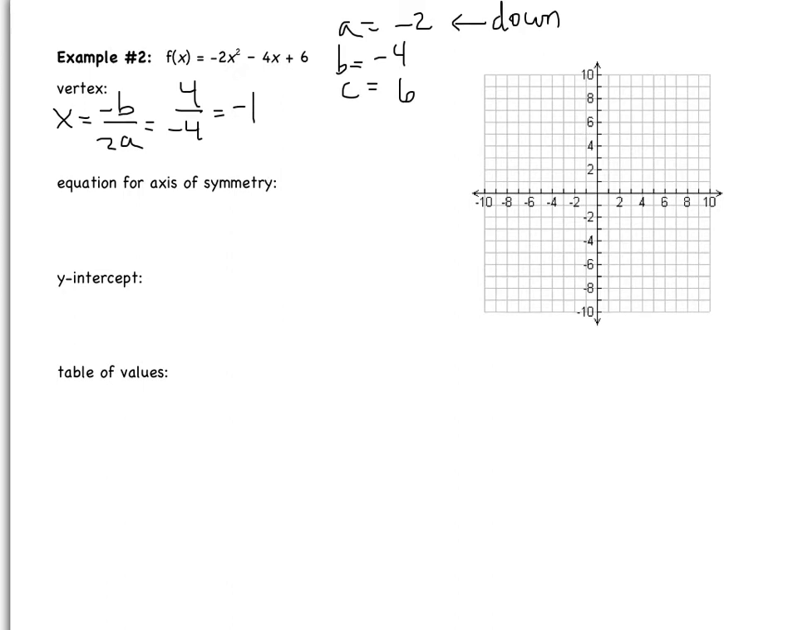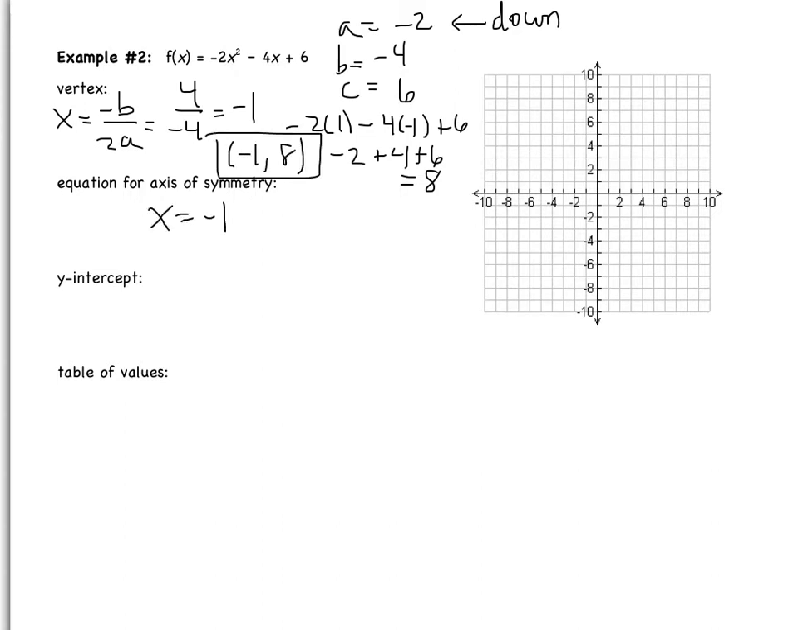Now in order to find y, I need to substitute that back in. So I get negative 2 multiplied by 1, because negative 1 squared is 1, minus 4 multiplied by negative 1, add 6. So this is negative 2, add 4, add 6, which is 8. So my vertex is negative 1, comma 8. That means my axis of symmetry is x equals negative 1. Because remember, it's just the x-coordinate of the vertex.